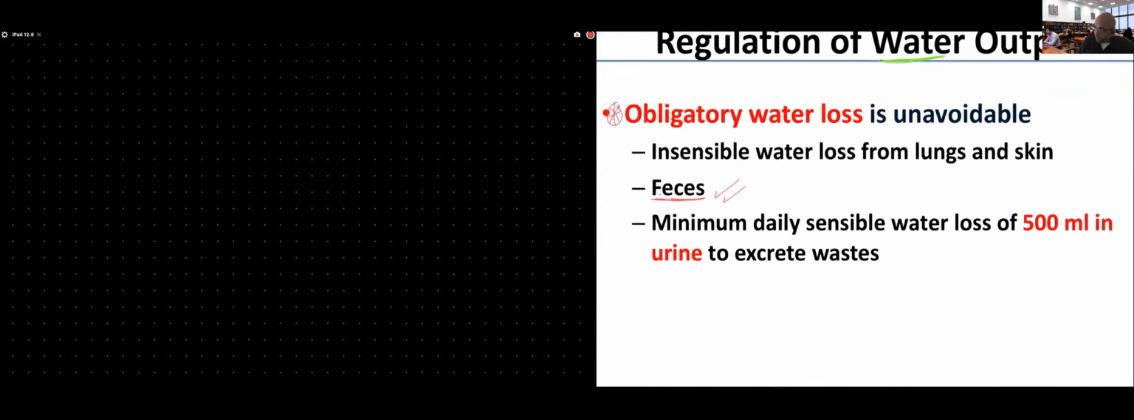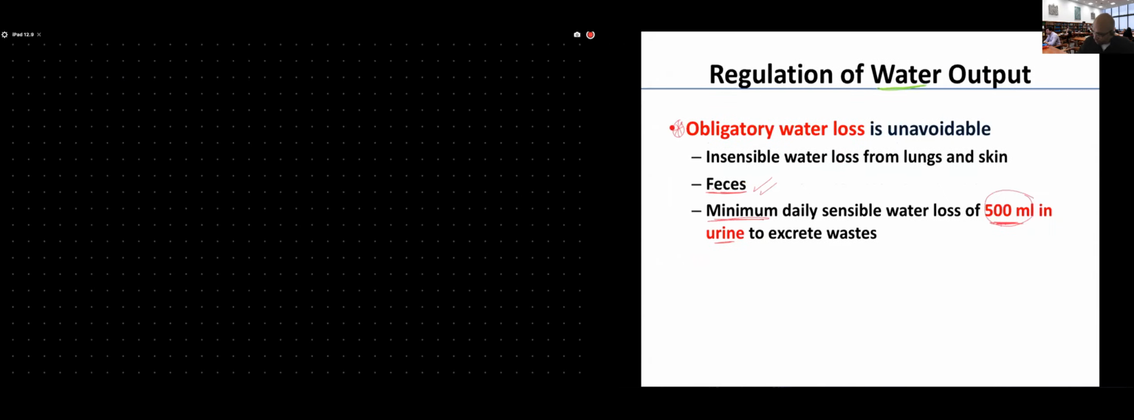And the minimum daily sensible water loss in the urine that allows you to get rid of the metabolic waste like creatinine, like urea, like uric acid. So a minimum amount of urine that we're going to be releasing per day is about half liter. This is again the minimum amount of urine that we do release per day. All those are forms of unavoidable water loss.